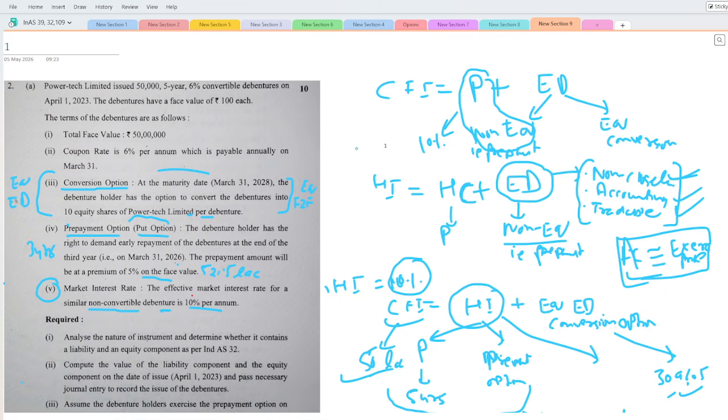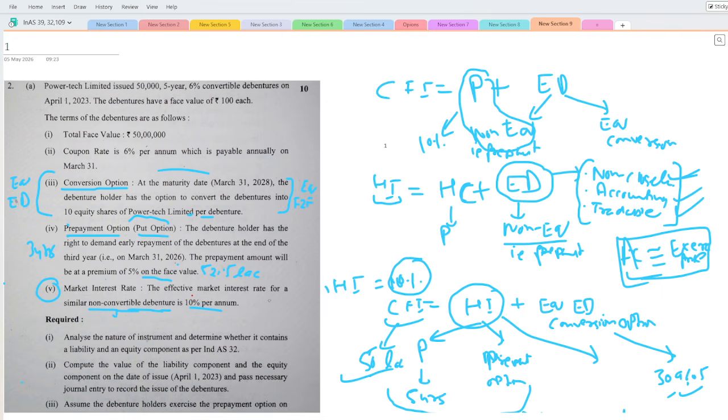Now this market interest rate is the effective market interest rate of the non-convertible debenture. This non-convertible is also very important. Non-convertible means your plain vanilla debt and the non-equity embedded derivatives. So this plain vanilla debt plus non-equity derivative, we call it a hybrid instrument. So in the hybrid instrument, you have a plain vanilla debt plus the embedded derivative. So a hybrid instrument is a host contract plus the embedded derivative.